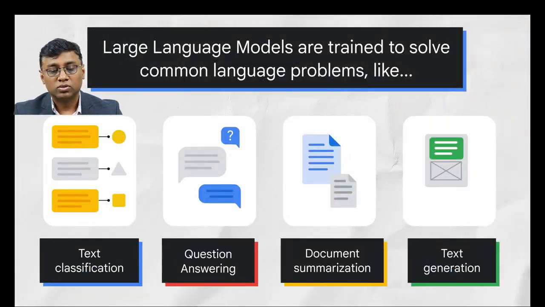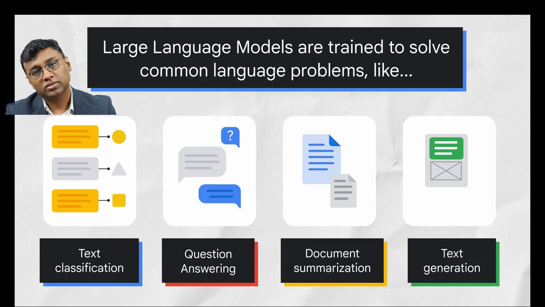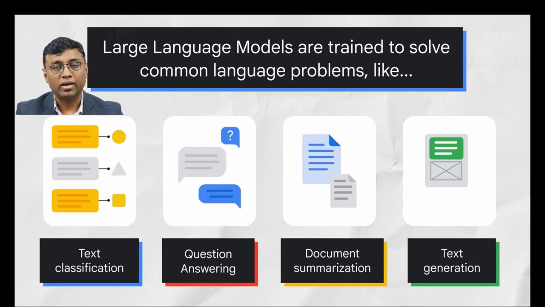Hello, I'm going to talk about the introduction to large language models, which is part of the Generative AI course. So what are the large language models? They are trained to solve common language problems like text classification, question answering, document summarization, and text generation.